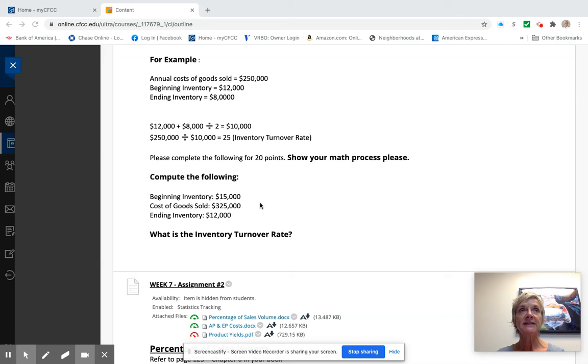So again, just a very simple mathematical equation that should be done on a yearly basis so that an establishment knows that they're properly overturning their inventory, okay?